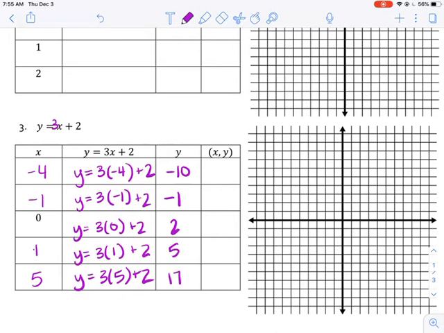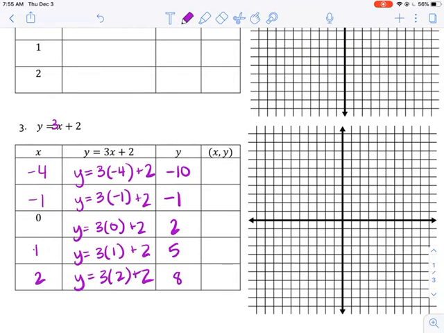Oh, 5 was a really weird one to choose. 17 is going to be really hard to graph, so choose something that fits, because these graphs only go up to 10. So if you find that it's too big of a number, maybe try one that's a little smaller. We're going to try 2 this time. So 3 times 2 plus 2 is 8. That's less than 10. That's perfect.